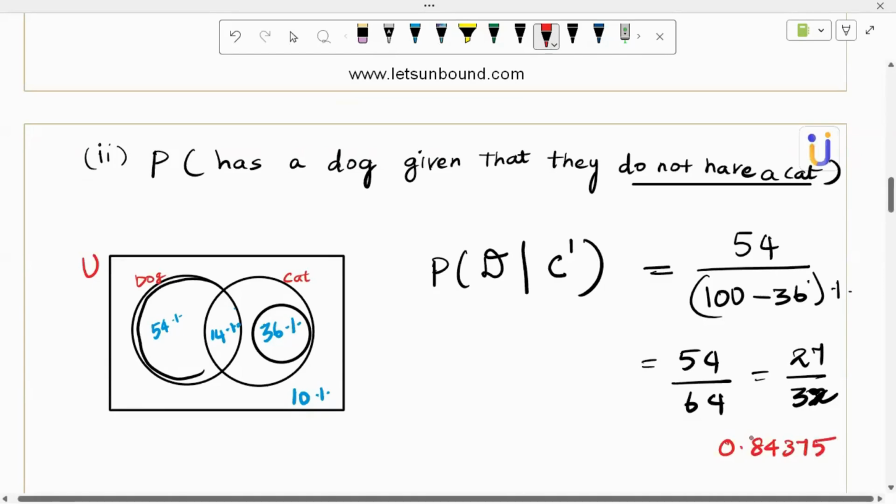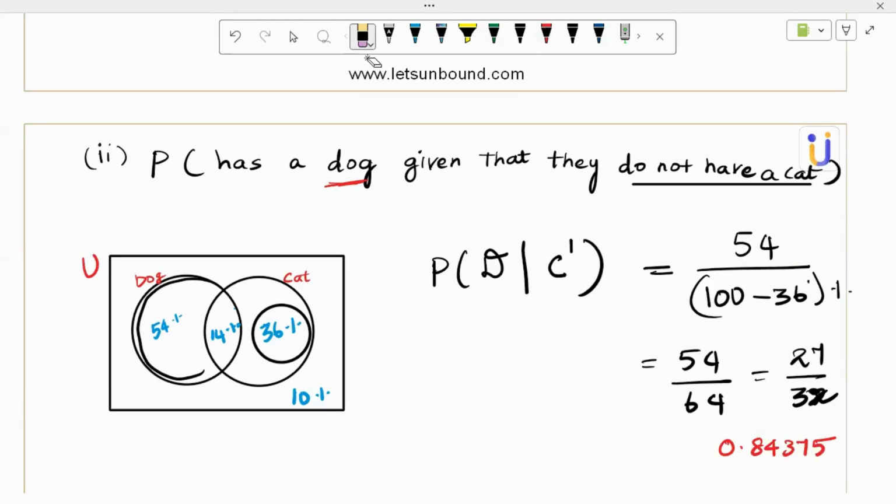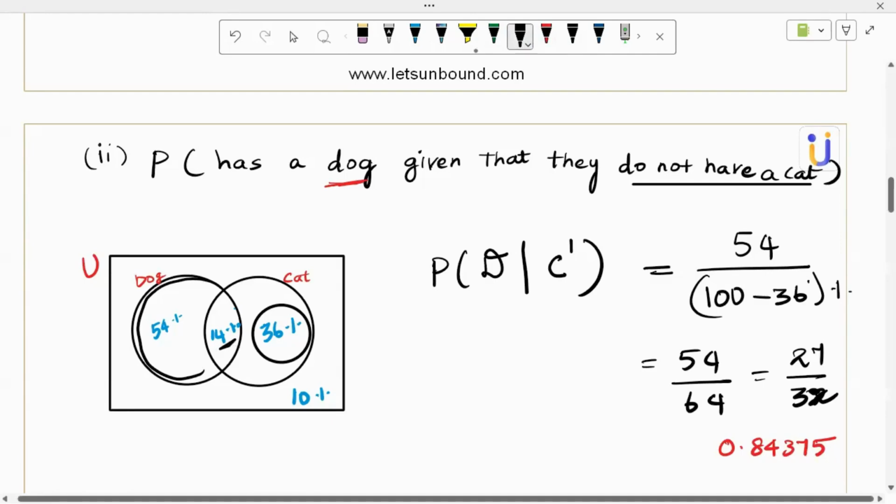And here you might get a doubt. Why didn't they mention dog only? But why? Most of you will make a mistake by putting 68 here, but it is not. Because we are taking from those who do not have a cat, right? So this 14 will not be included because they have a cat. So that's why it's 54, not 68.